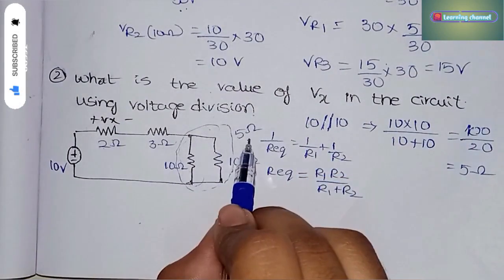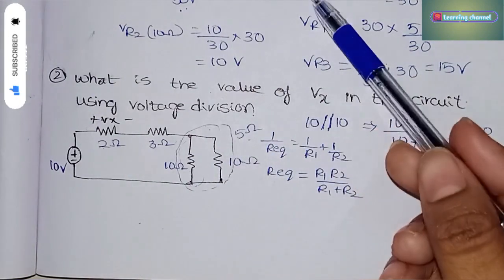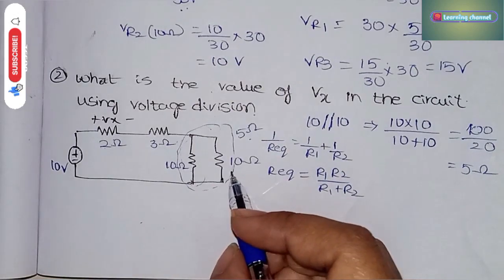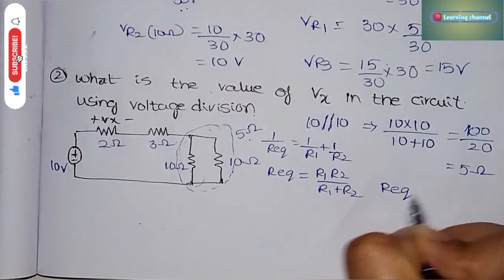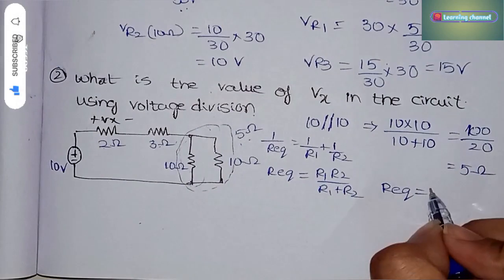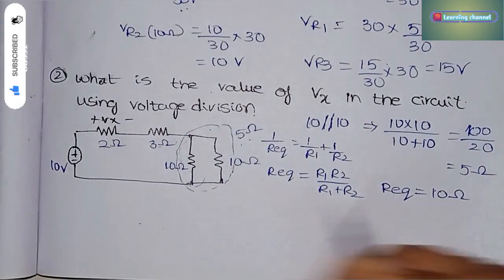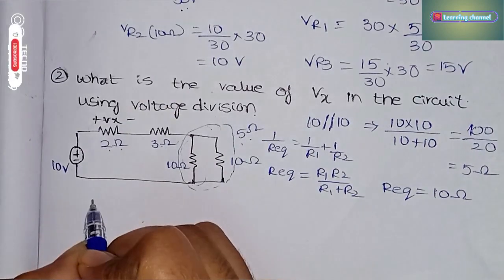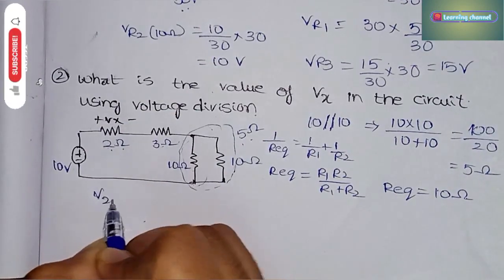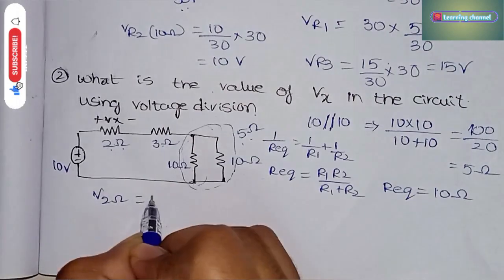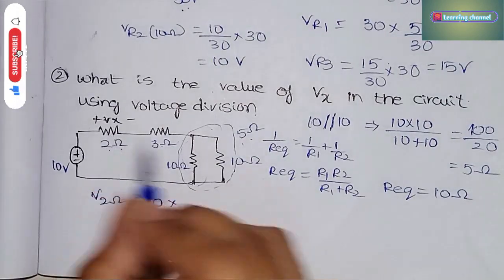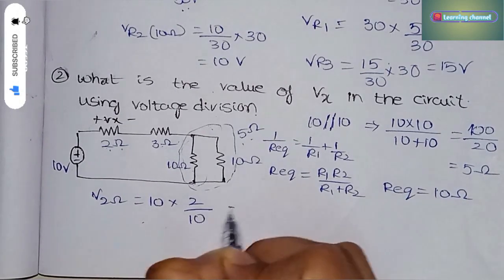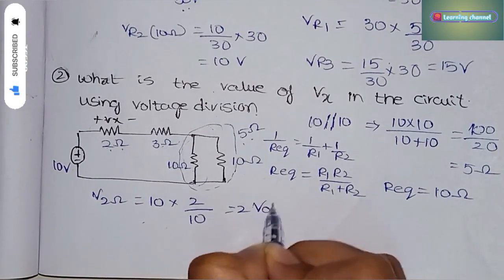So here we have 3 resistances, the same as the problem we did previously. The R equivalent will be 5 plus 3 plus 2, that is equal to 10 ohms. Here they asked us to find only Vx across 2 ohms. So V across 2 ohms is the voltage source 10 into the resistance where we are finding the voltage, 2, by the R equivalent, which is 10. So that is equal to 2 volts.